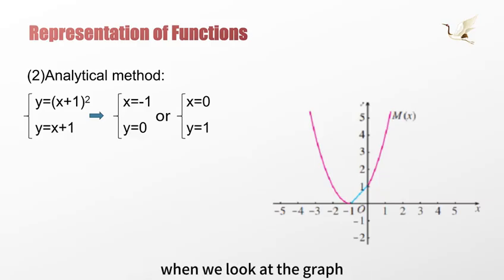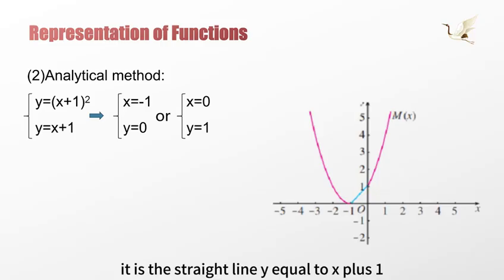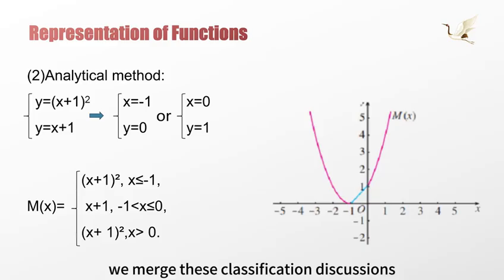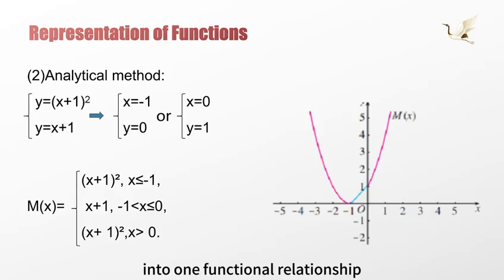When we look at the graph, when x is less than or equal to -1, it is the parabola (x+1) squared. When x is between -1 and 0, it is the straight line y equal to x plus 1. When x is greater than 0, it is still the parabola y equal to (x+1) squared. We merge these classification discussions into one functional relationship, which is the final piecewise function.